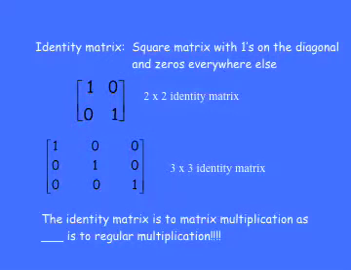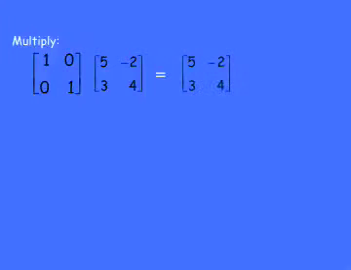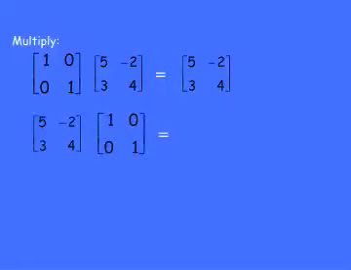The identity matrix is to matrix multiplication as 1 is to regular multiplication. Remember that if we multiply a number times 1, it retains its identity. This is true when we multiply an identity matrix times another matrix, like this. It works the other way as well. If we've got a matrix times the identity matrix, we also get the original matrix.